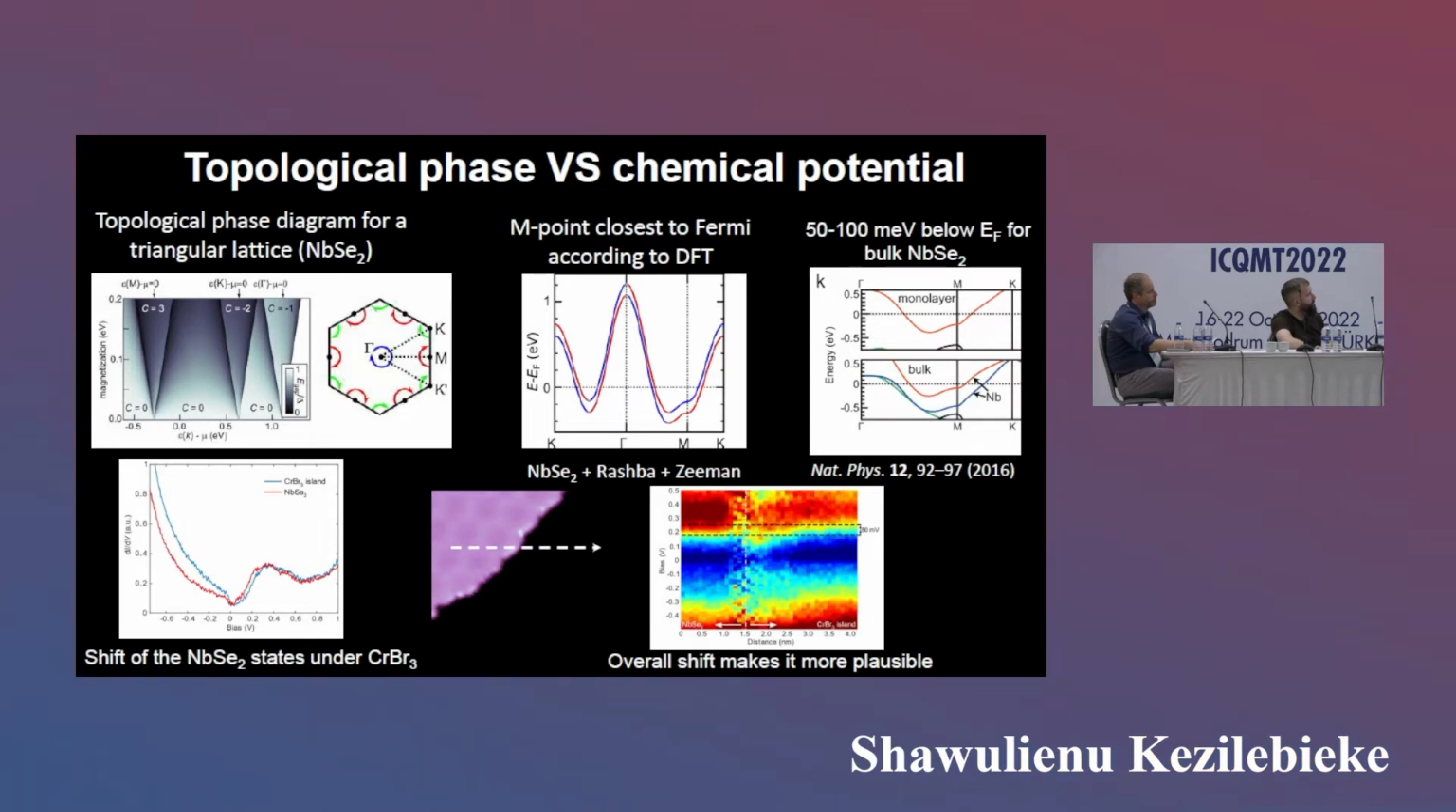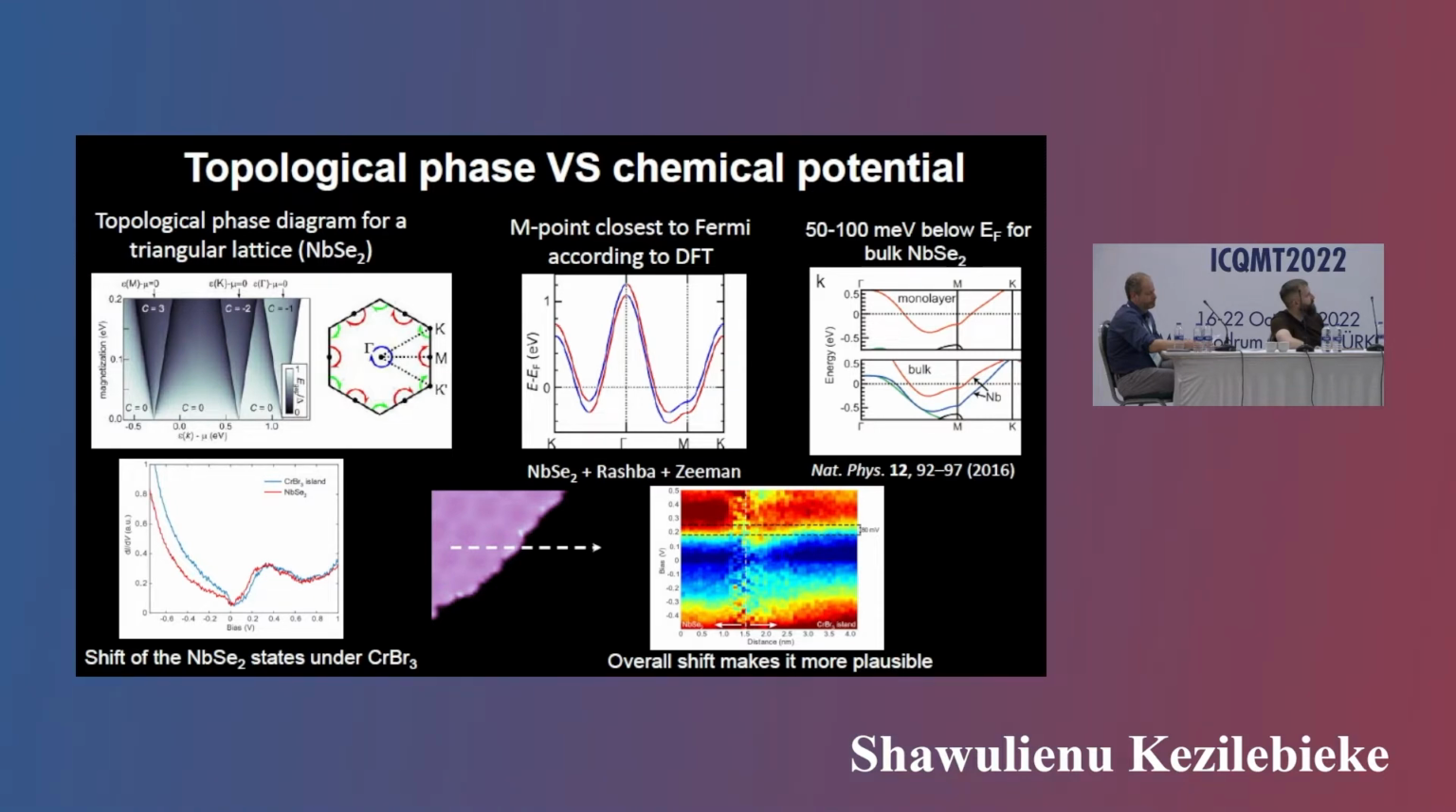So as I said, the most difficult condition to satisfy to enter the topological phase is the position of the chemical potential. Niobium diselenide has a triangular lattice, and the topological phase should appear at high symmetry points, mainly Gamma and M, K, where the Rashba goes to 0. You can also see where this high symmetry point is located by calculating the band structures.